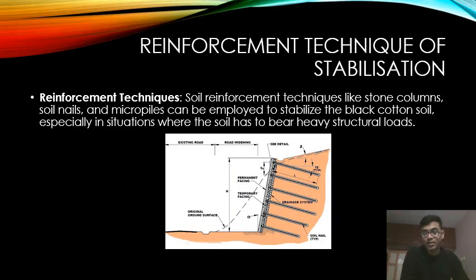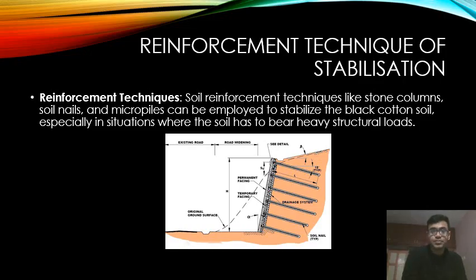This is a reinforcement technique. It is a complicated way, but it is very useful, and it has a very good durable effect also. Soil reinforcement techniques like stone columns, soil nails, and micropiles can be employed to stabilize the black cotton soil, especially in situations where the soil has to bear heavy structural loads. This is the pictorial presentation of soil stabilization with the reinforcement technique.